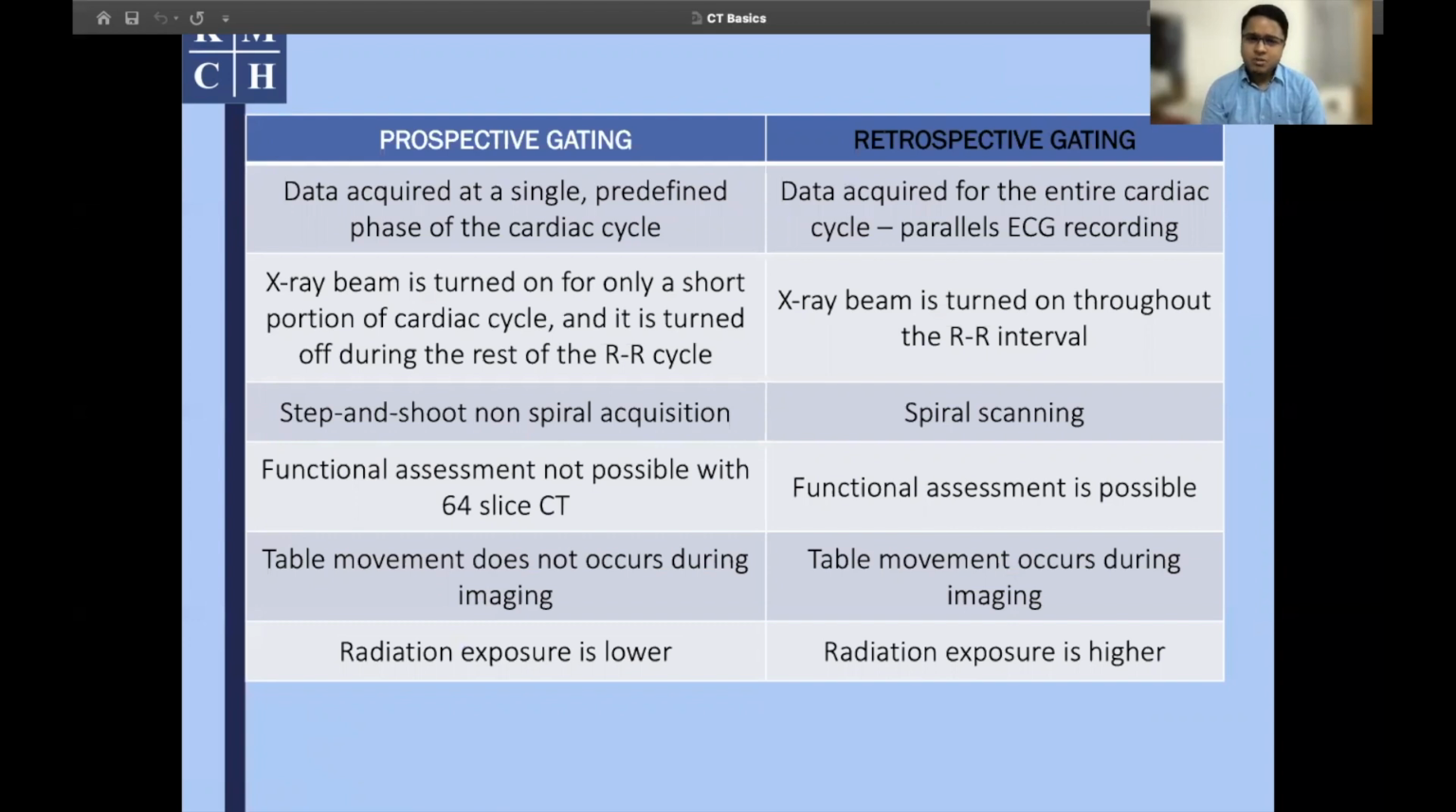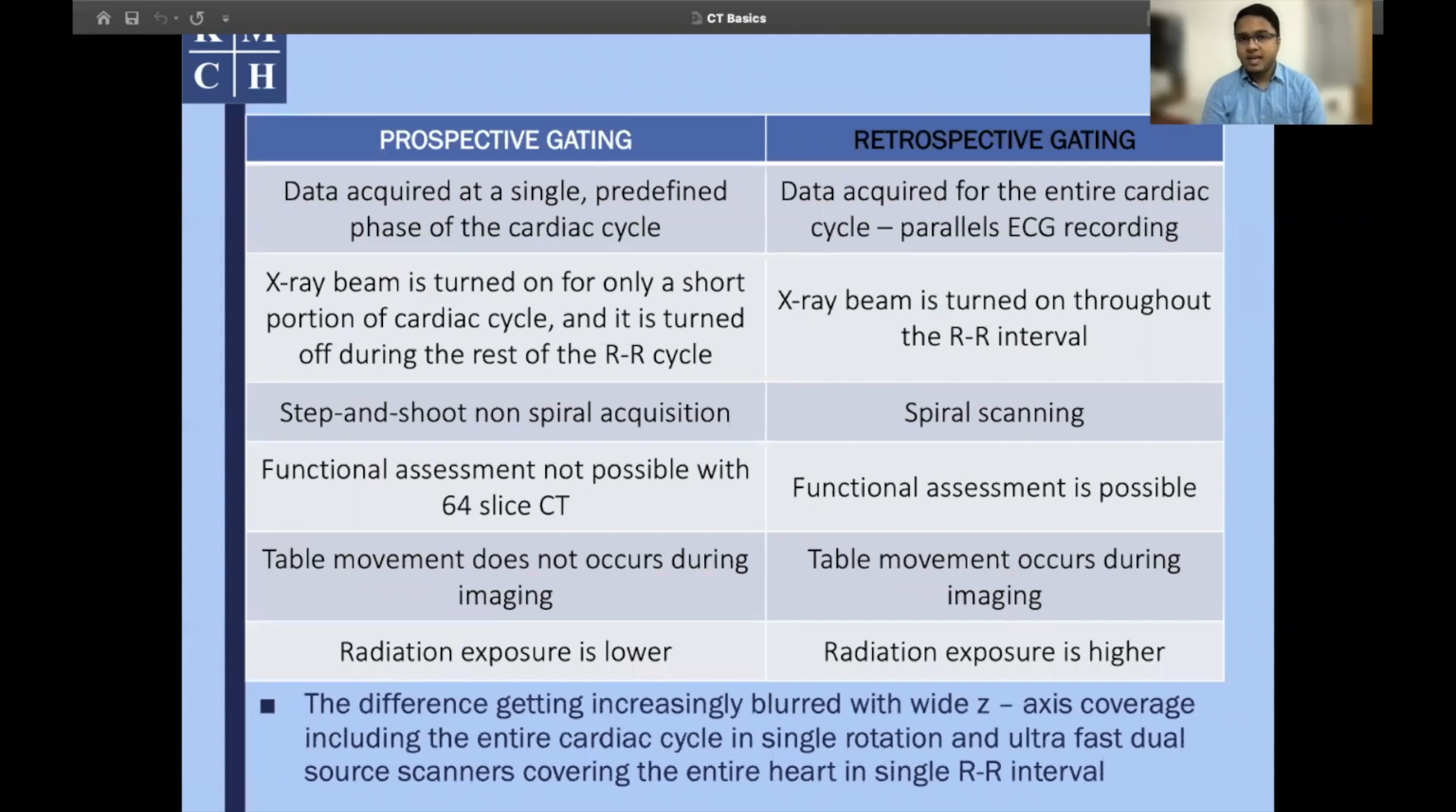And the table movement does not occur during image acquisition because when the tube current is on, the table is stationary in prospective gating, whereas in retrospective, since it is a helical acquisition, the tube movement occurs throughout the time the tube current is applied. And by default, the radiation exposure is a little lower in prospective gating compared to retrospective gating. However, you should be careful that the difference between prospective gating and retrospective gating is getting increasingly blurred with the availability of the newer wide z-axis coverage scanners, which can include the entire cardiac cycle in a single rotation, and also the ultra-fast third generation dual source scanners, which can cover the entire heart in a single heartbeat.